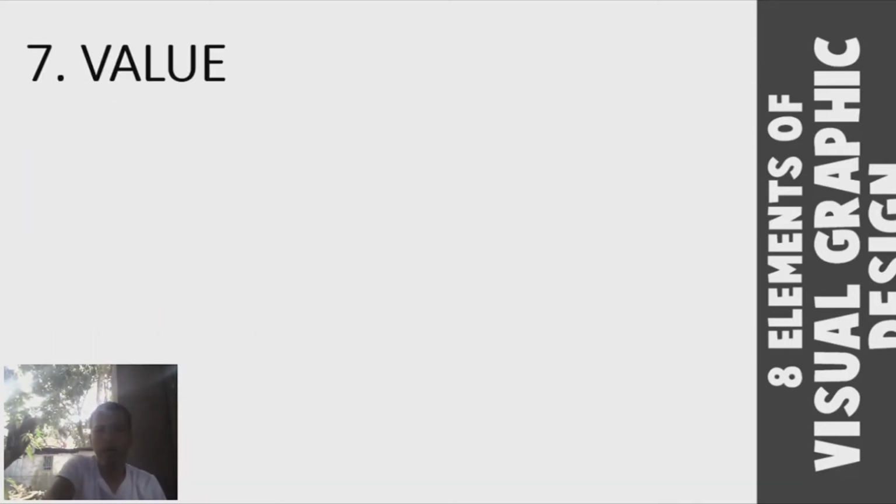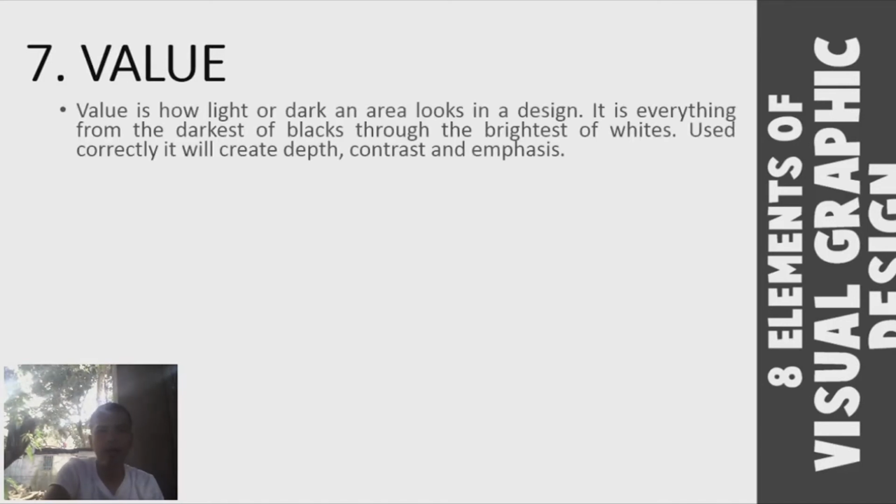7. The value, the second to the last element. Value is how light or dark an area looks in design. It is everything from the darkest of blacks to the brightest of whites. So, kini bitaw siya guys ang value. If you are using a dark background, sama sa sulti kanina, you will be using light colors. And then if your background is light, you will be using dark colors.